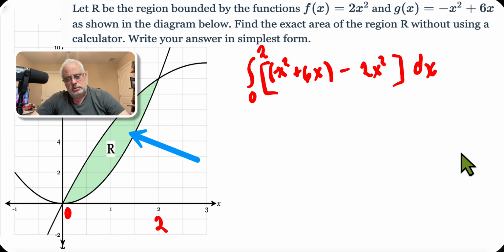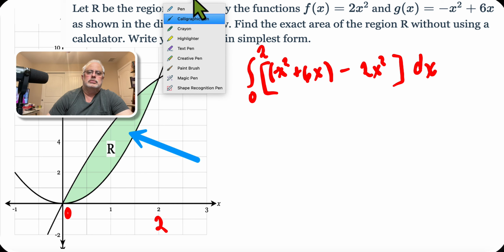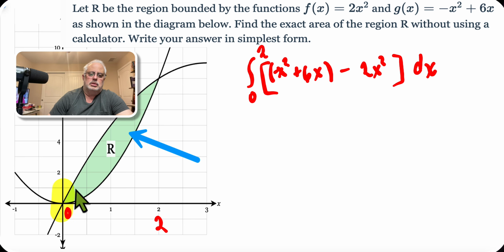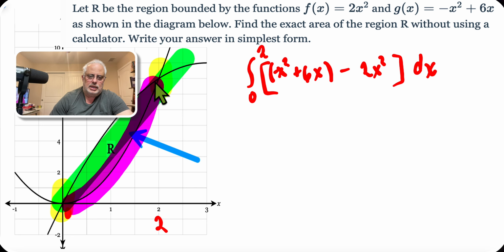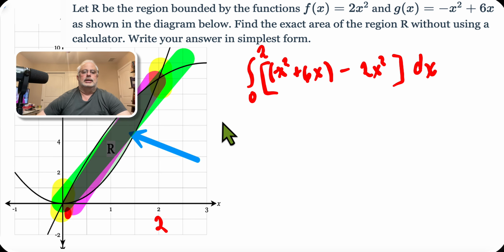Step number one is the subdivision, the interval that we're working with, 0 to 2. So let me use the highlight here to show you that interval. And we have here the upper curve, right here, you can see it, and we have the lower one down here. That's the idea. And the region R is the question. We have to find the area of that region.